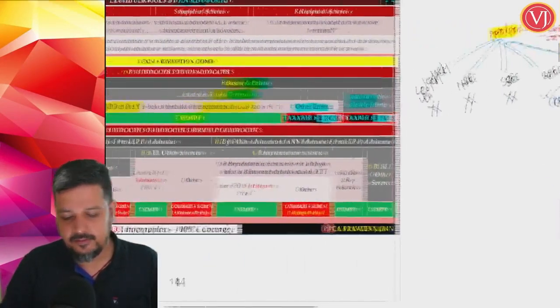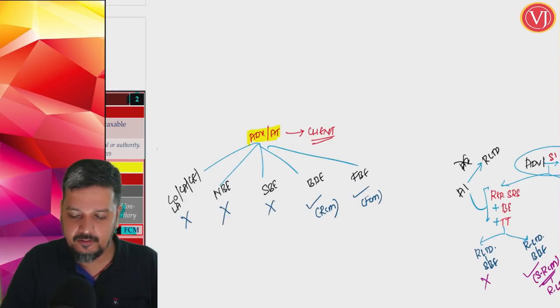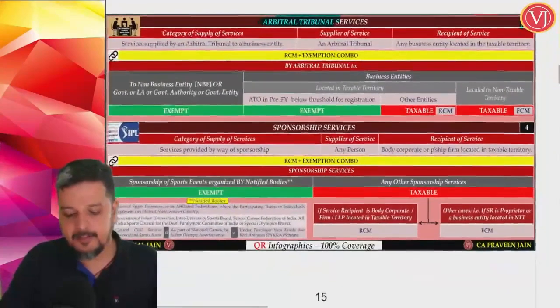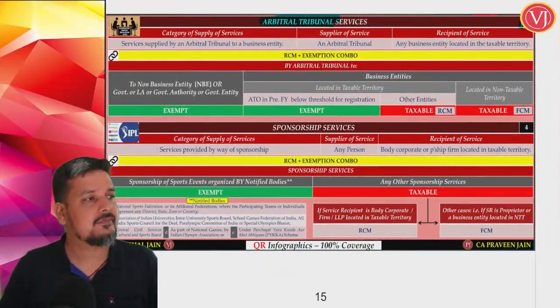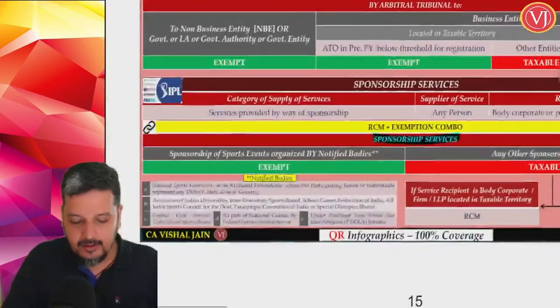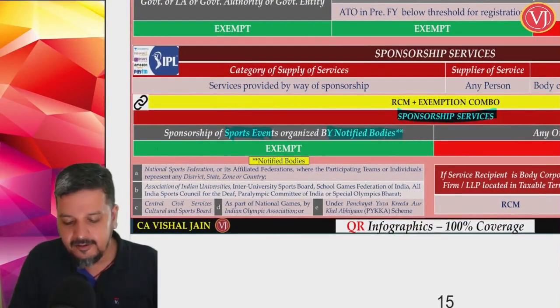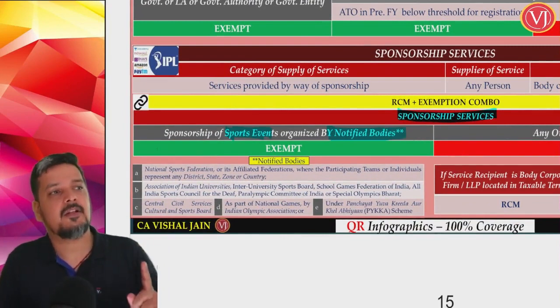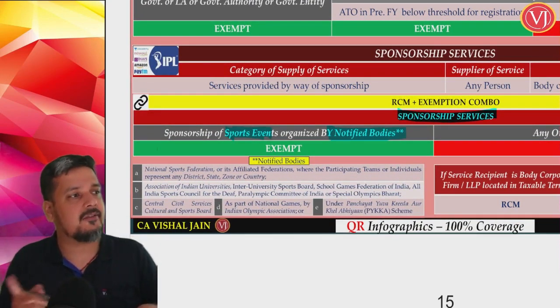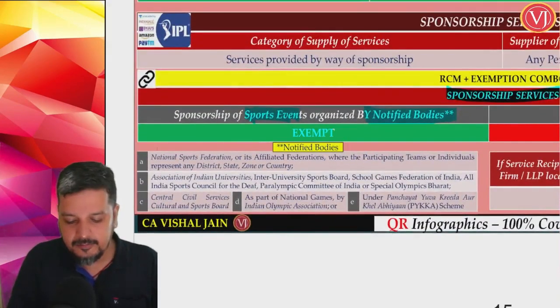Now understand, when you talk about sponsorship services, they are exempt only for one category: if the sponsorship is of a sports event organized by a notified body. I repeat, sponsorship of a sports event organized by a notified body, only and only then it is exempt.